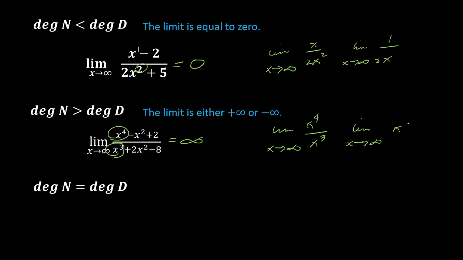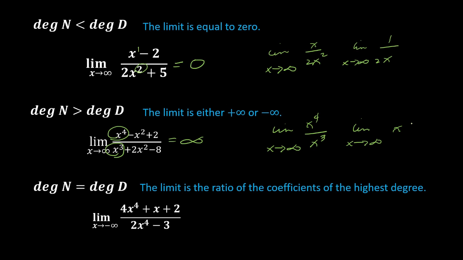And finally, if the degree of the numerator is equal to the degree of the denominator, the limit is the ratio of the coefficients of the highest degree. For example, 4x raised to 4 has the highest degree in our numerator, and we have 2x raised to 4. Therefore, we have the limit as x approaches negative infinity of 4x raised to 4 over 2x raised to 4. If we simplify, the x raised to 4 would cancel, so I have 2. The limit of a constant is itself, so we're getting the limit of 2. Therefore, this is 2.